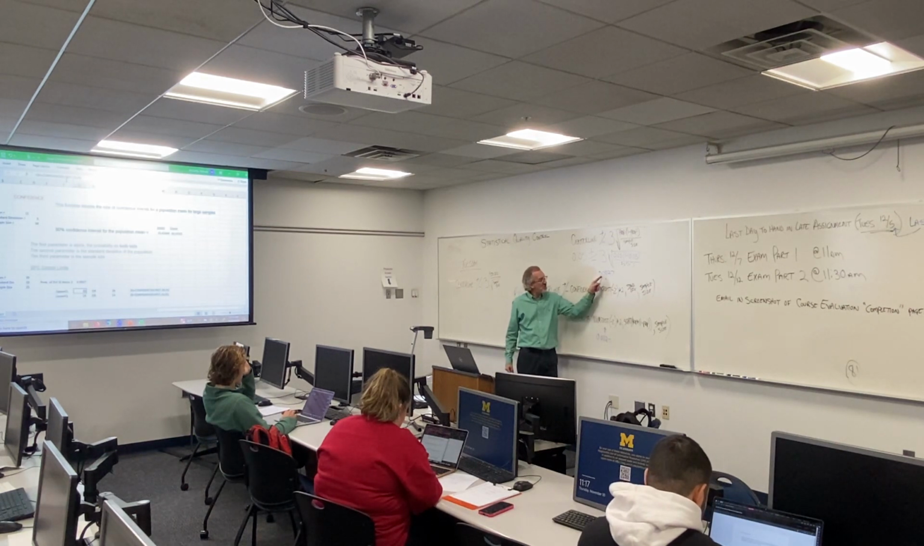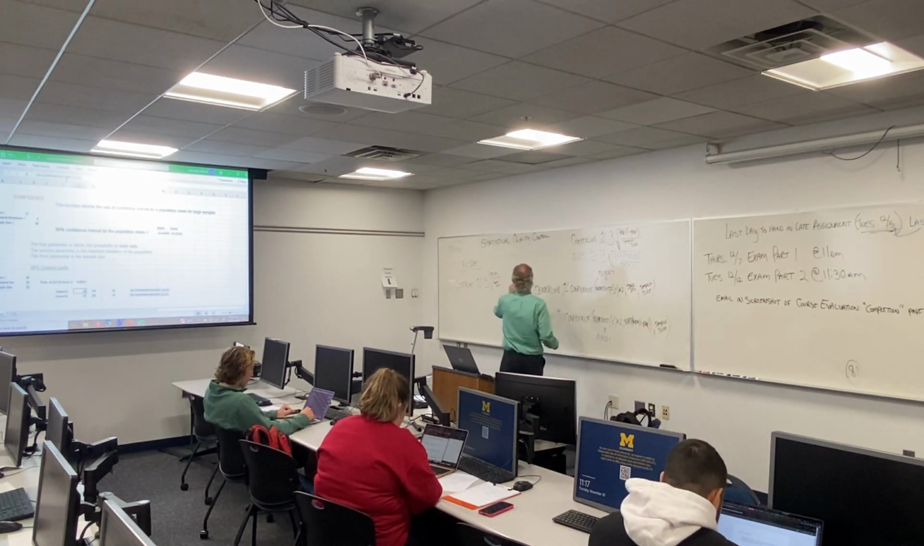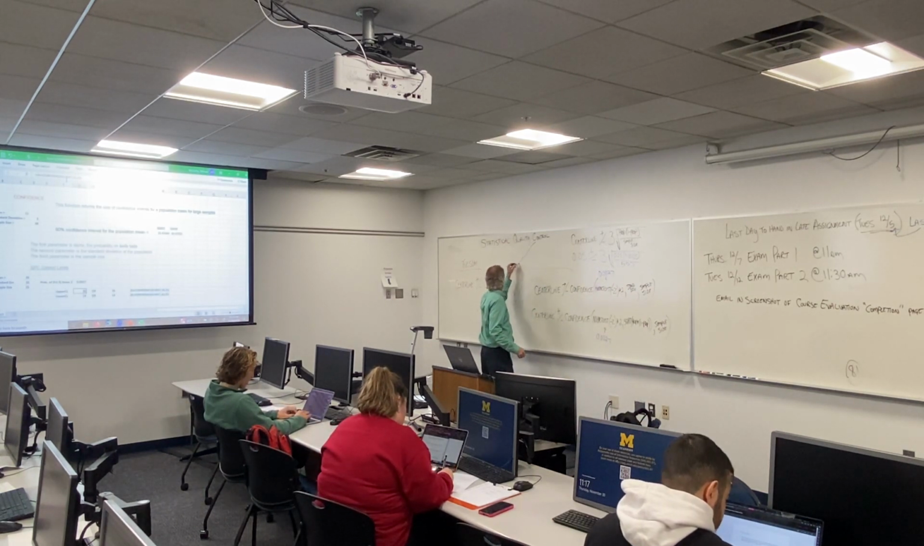Now, how do we know it's 0.0027? Here's what I didn't put on the board. It's a nice bell curve. Here we go. Here's just a sloppy looking bell curve.